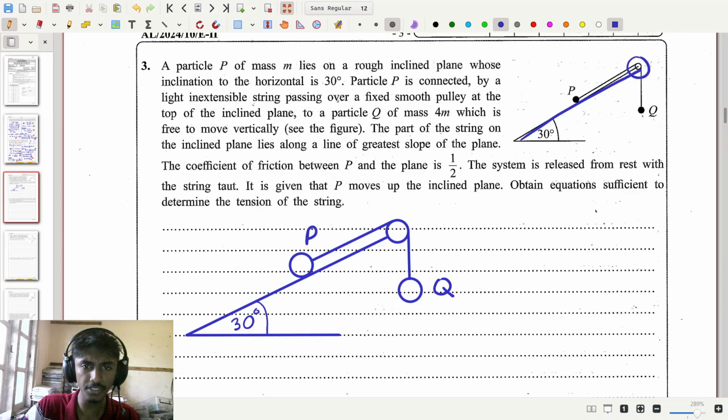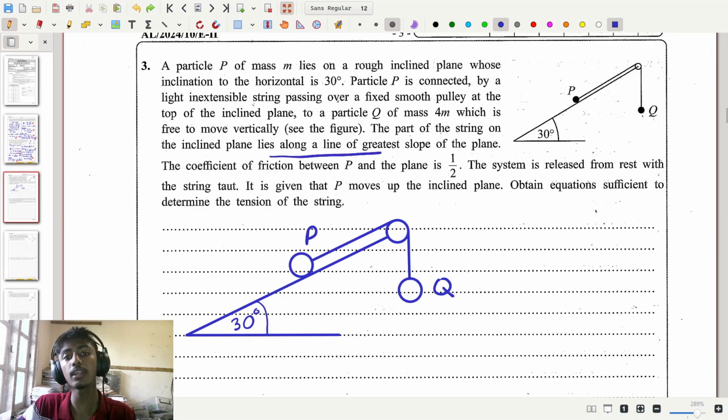The question then says the part of the string on the inclined plane lies along the line of greatest slope of the plane. Now the reason they say this is so that we're not confused by the direction of the string. The string is exactly parallel to the inclined plane, and due to that we can take the direction of the string as being the same as the direction of the inclined plane, and therefore the string is also inclined at 30 degrees to the horizontal.